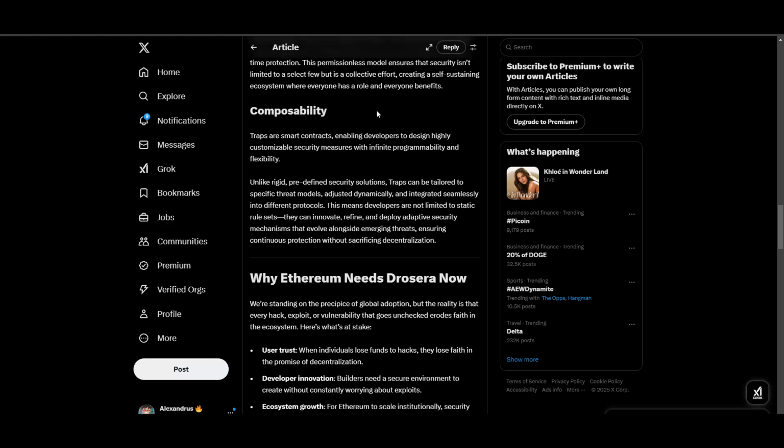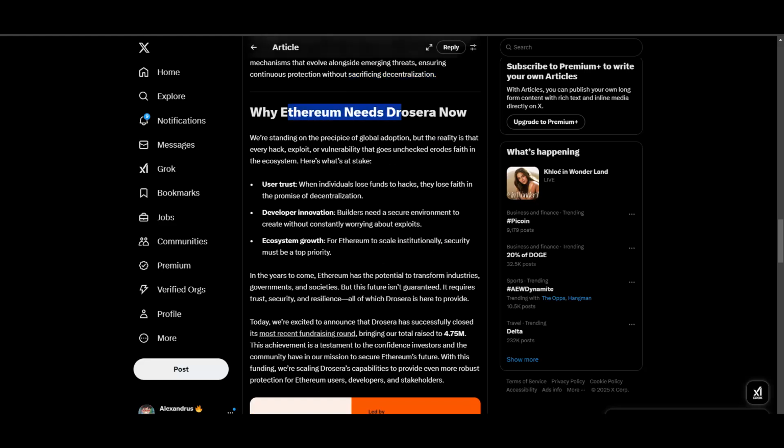And then you have composability. Traps are smart contracts, enabling developers to design highly customizable security measures with infinite programmability and flexibility. Unlike rigid, predefined security solutions, traps can be tailored to specific threat models, adjusted dynamically, and integrated seamlessly into different protocols. This means developers are not limited to static rule sets. They can innovate, refine, and deploy adaptive security mechanisms that evolve alongside emerging threats, ensuring continuous protection without sacrificing decentralization.